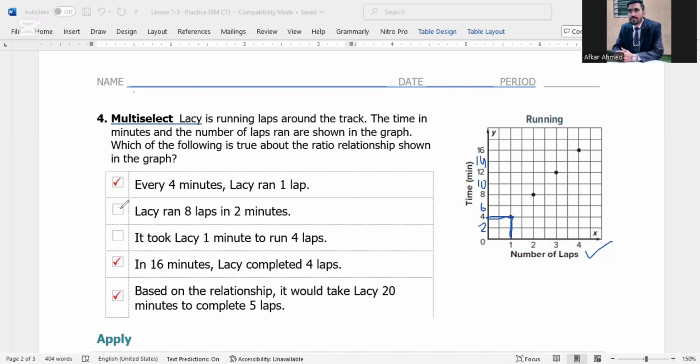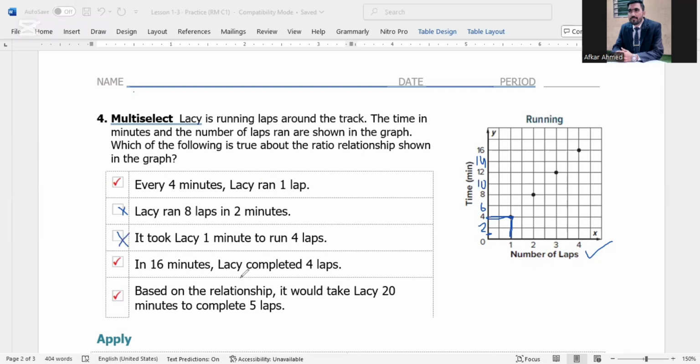So this point is incorrect. There is no 8 laps. We have only 4 laps that are given here. One, two, three, and four. It took Lacey 1 minute to run 4 laps. 1 minute. This is the time. We don't have 1 minute. This is the 1 minute. Is there any graph here? No. So it's not possible.